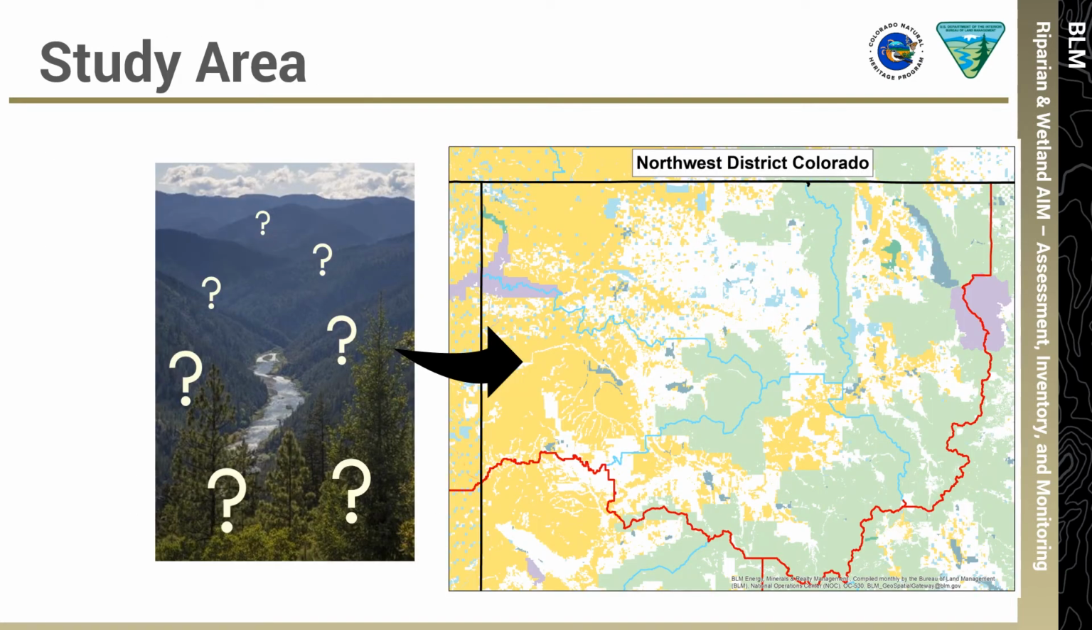Let's look at an illustrative example of a sample design, for example, in the Northwest District of Colorado. Let's say we want to take a sample on a landscape scale of our resources of interest across the entire study area, which in this case is the Northwest District of Colorado, so that we can gain inference to the condition of our riparian and wetland resources across the whole study area.